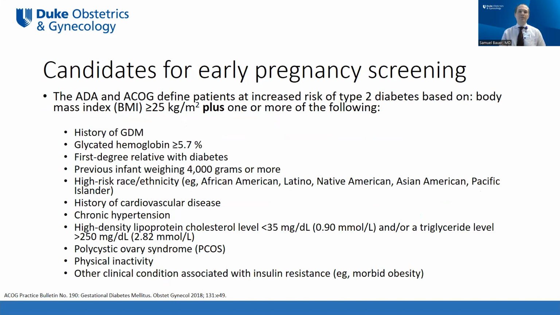This is a list of candidacy for early pregnancy screening for gestational diabetes identified by the American Diabetes Association as well as the American College of Obstetricians and Gynecologists. This is for patients that have a BMI equal to or greater than 25 plus one of these risk factors. You can see them on the screen: a history of gestational diabetes, first degree relative, macrosomia, history of cardiovascular disease, hypertension, hypercholesterolemia, PCOS. Many of these patients can benefit from screening, and oftentimes these are patients that may have an early screen that is positive for gestational diabetes, likely pre-existing diabetes.